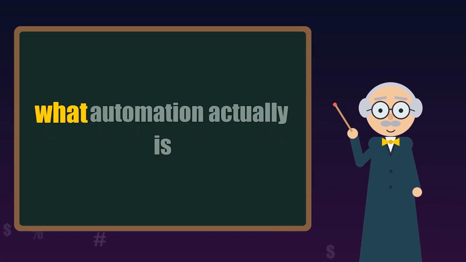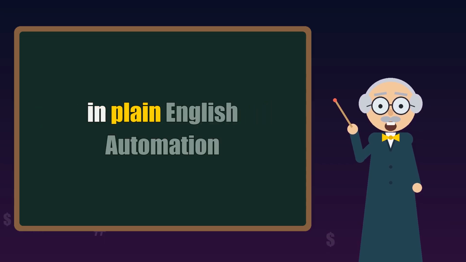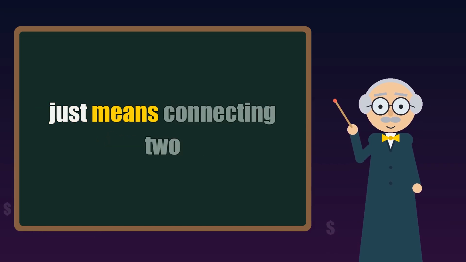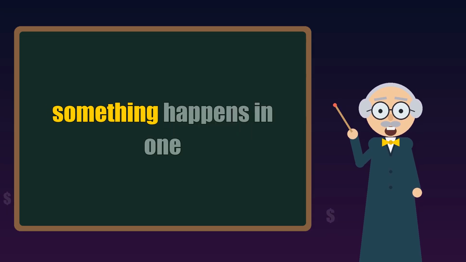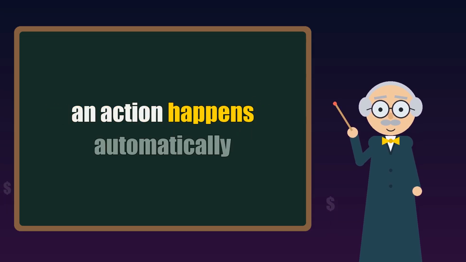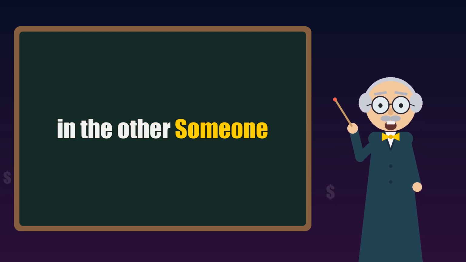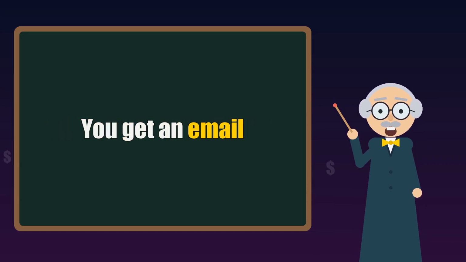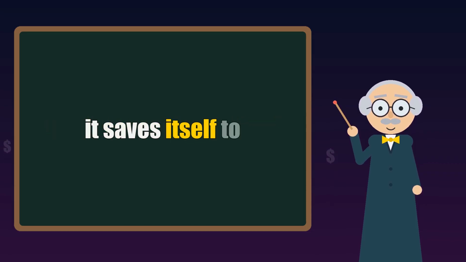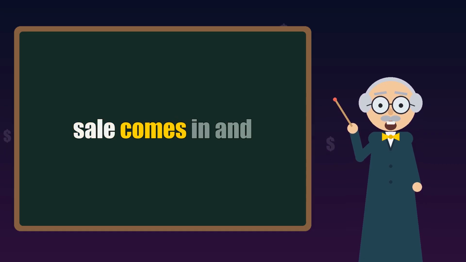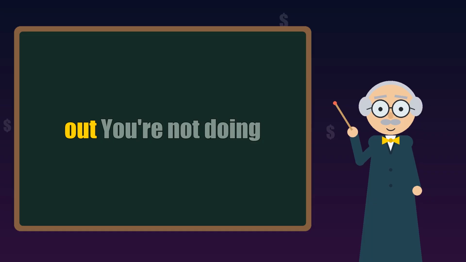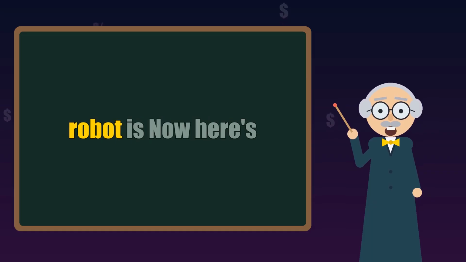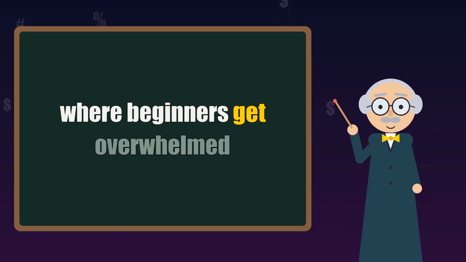So let's break down what automation actually is in plain English. Automation just means connecting two apps so that when something happens in one, an action happens automatically in the other. Someone fills out your form, and a row gets added to a spreadsheet. You get an email with an attachment, and it saves itself to a folder. A new sale comes in, and a thank you message goes out. You're not doing any of that. The robot is.